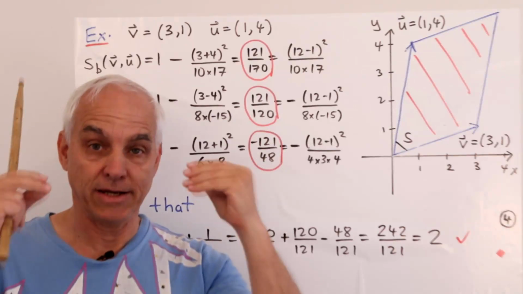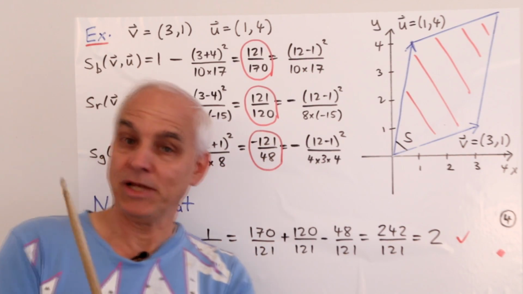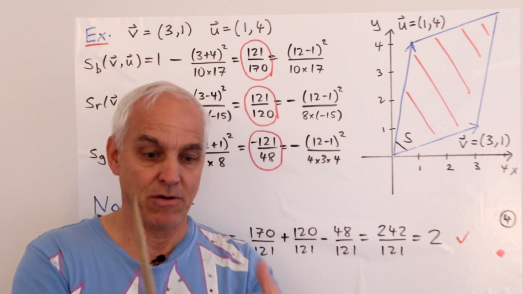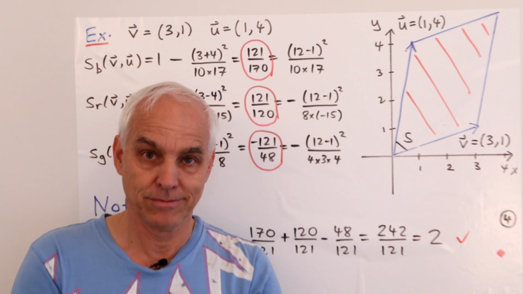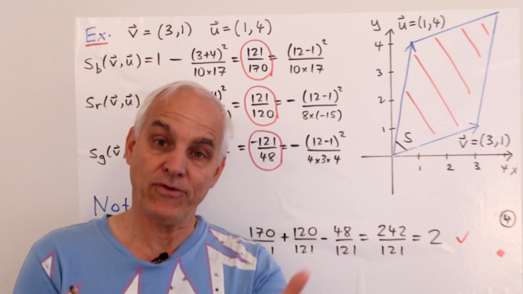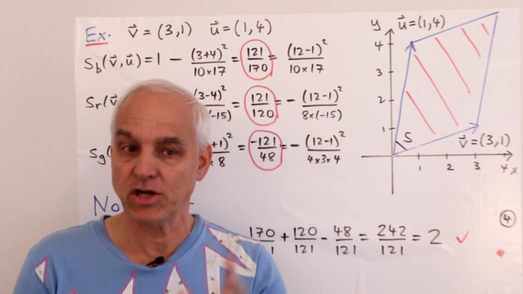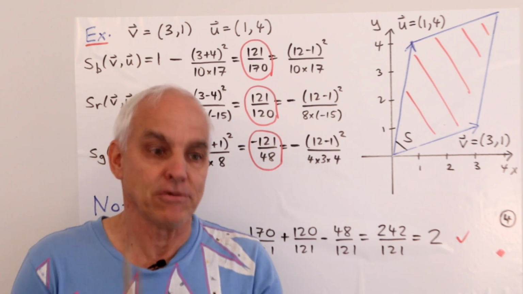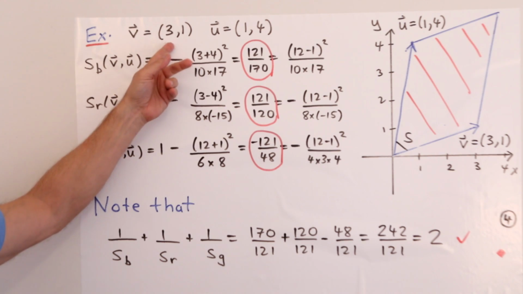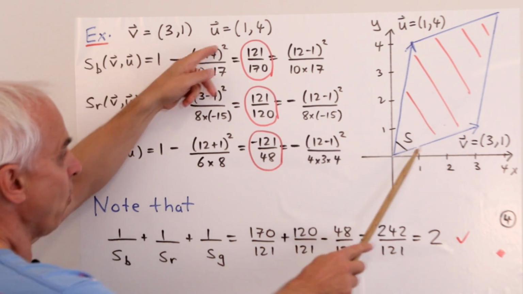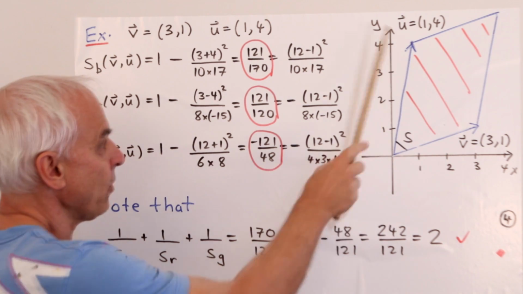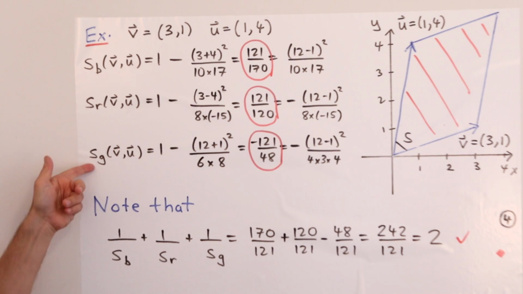Okay, so let's look at an explicit example, because that's what we like to do here. We like to show explicit examples that illustrate completely what we're talking about, that everybody can look at and verify and check, and that you can also generate similar examples. These are not cherry-picked just to work out. Okay, so let's choose two vectors, say (3, 1) and (1, 4). There they are, v and u. What are the three spreads?